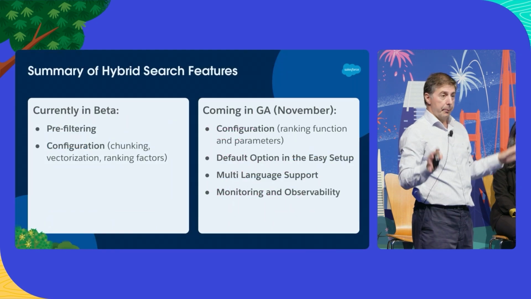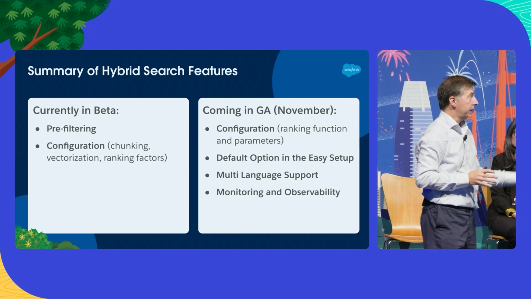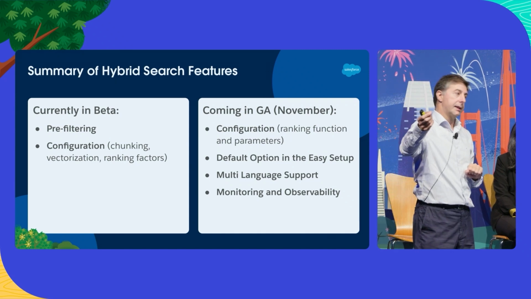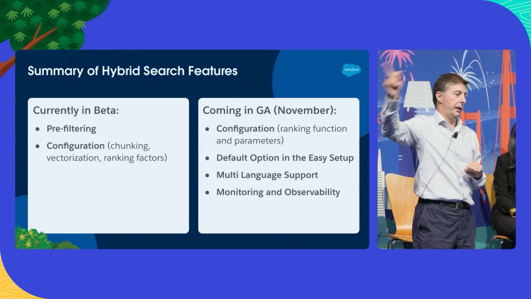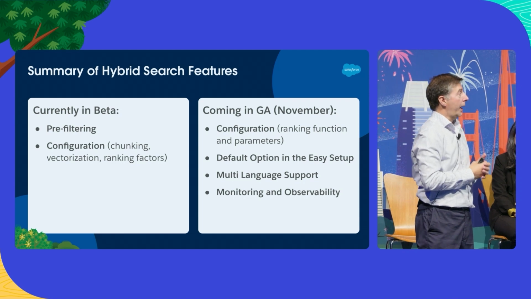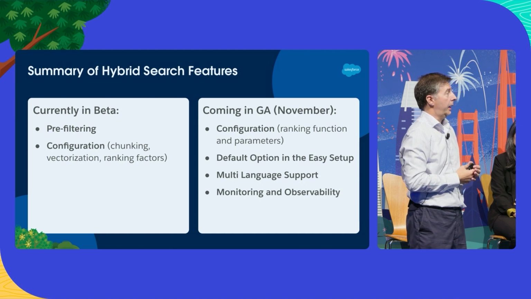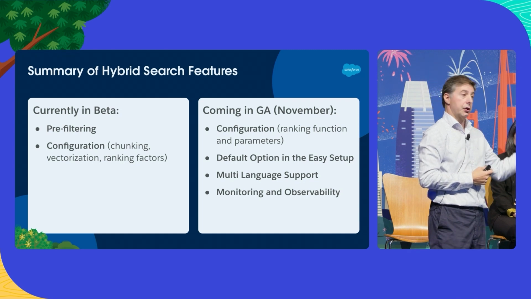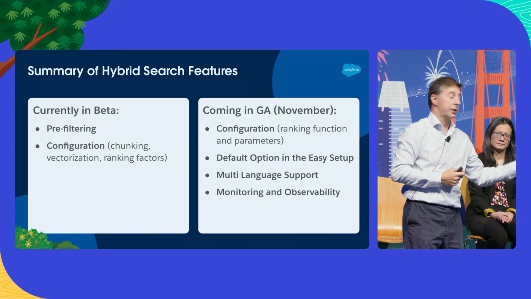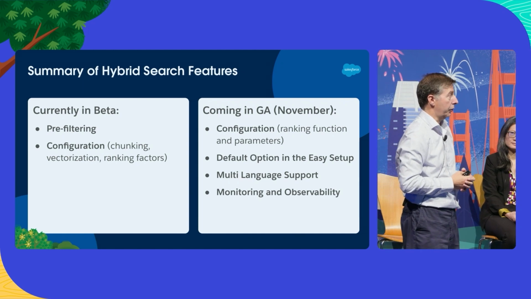Now I'd like to wrap up this presentation by talking a little bit about the roadmap. Currently, hybrid search is in beta. You can go to Data Cloud Setup, go to Feature Manager, and enable hybrid search. And basically, you have pre-filtering capabilities in the beta version right now, but you also have configuration options. You can choose the chunking strategy, the vectorization strategy, or you can define the ranking factors as Dallas showed.